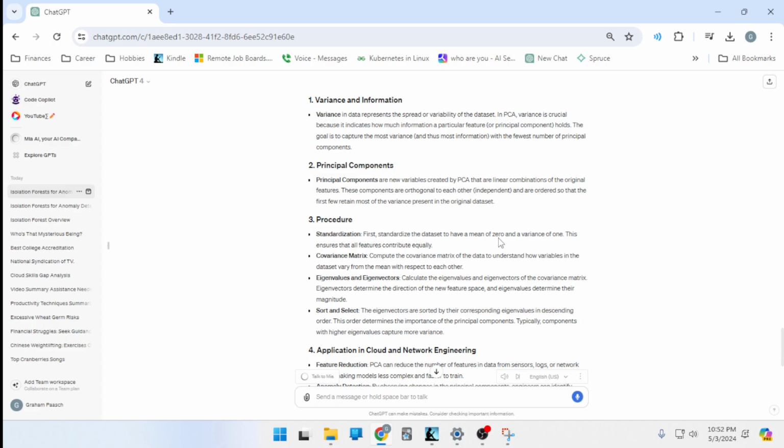5. Benefits. Efficiency. Reduces computational costs by decreasing the number of dimensions. Noise reduction. Helps in removing noise from the data, as higher variance axes are less likely to be affected by noise. Improved visualization. Simplifies the visualization of complex datasets by reducing dimensions. Understanding PCA in this context will help you manage and analyze large datasets more effectively, making it a valuable tool in the toolbox of a network or cloud engineer dealing with machine learning challenges.